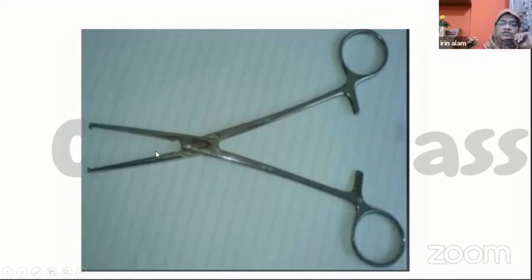It is also used in gynae to hold tough structures. Sometimes it can be used as a clamp, and it is also used to hold tough structures such as rectus sheath or some vessels. It acts as a clamp during hysterectomy.